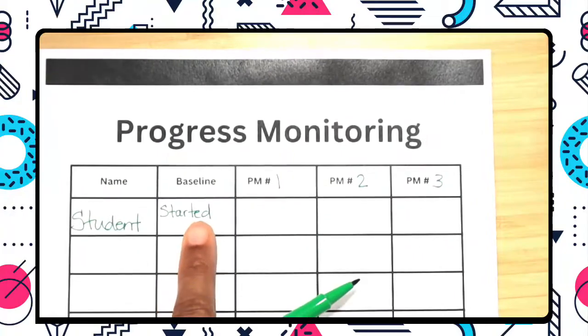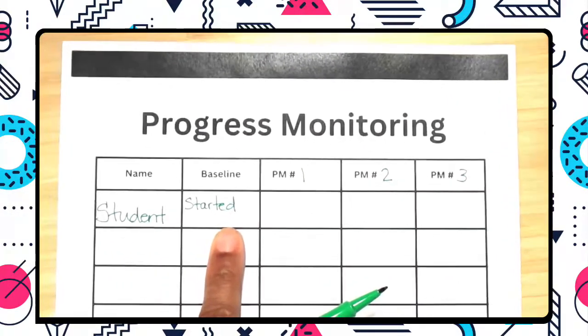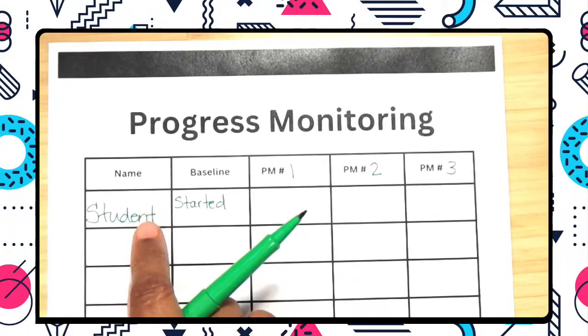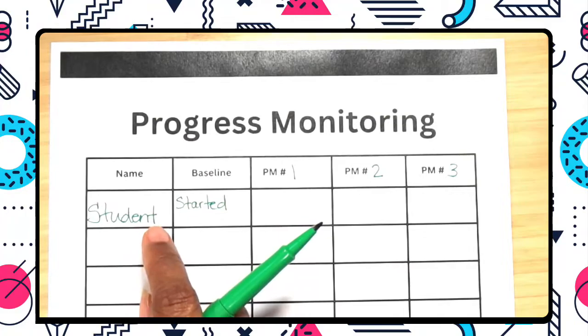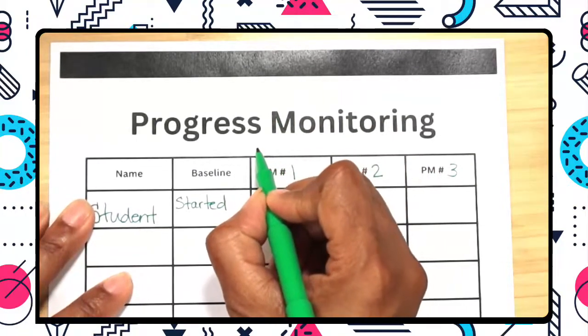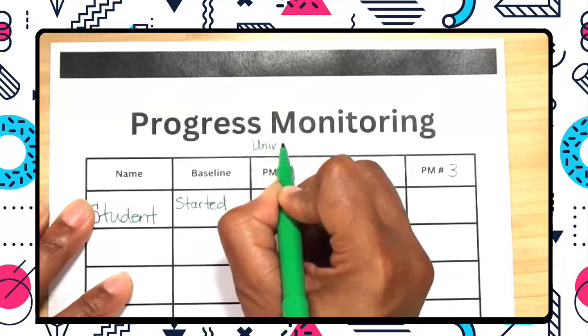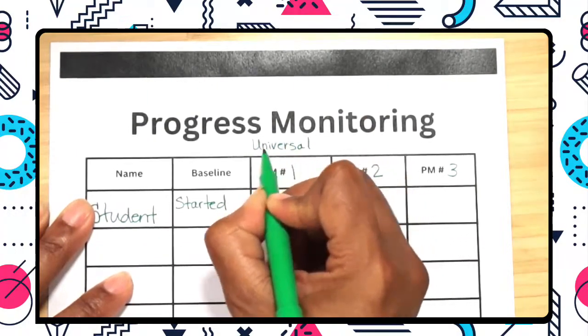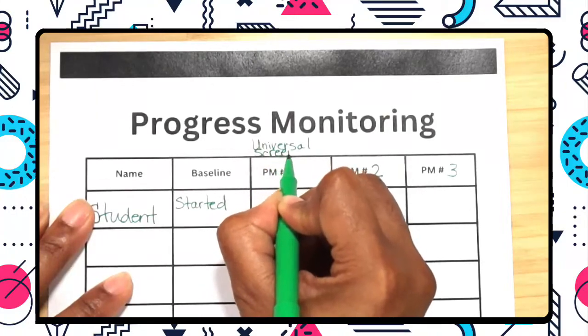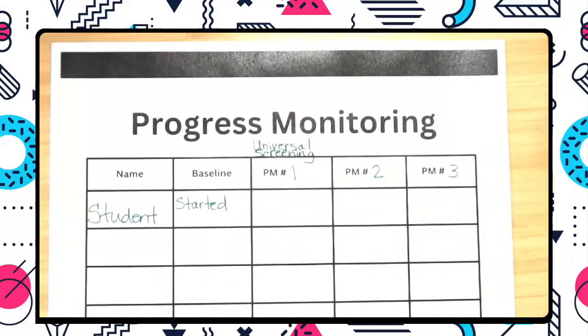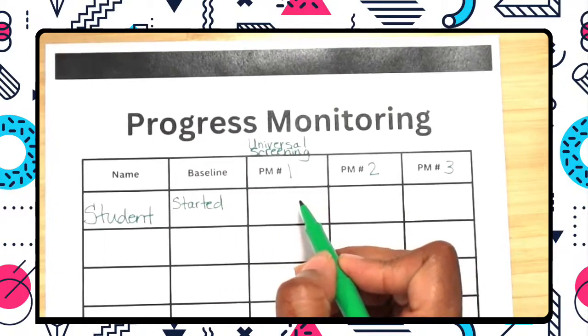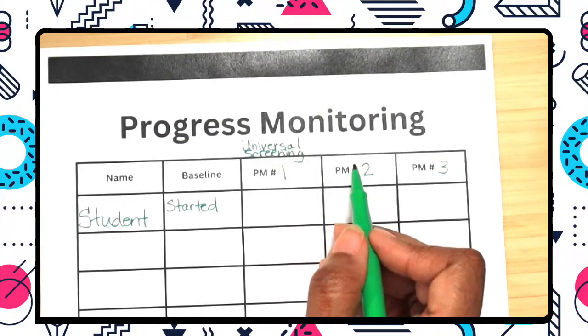So that's why you have to have a template like this to show where the child started at. And this can be taken to data conversations. And so here's my student, and say for instance, this was your universal screen. So that's something that the school does. So they screen everybody to see where the child was at. So that's that data.